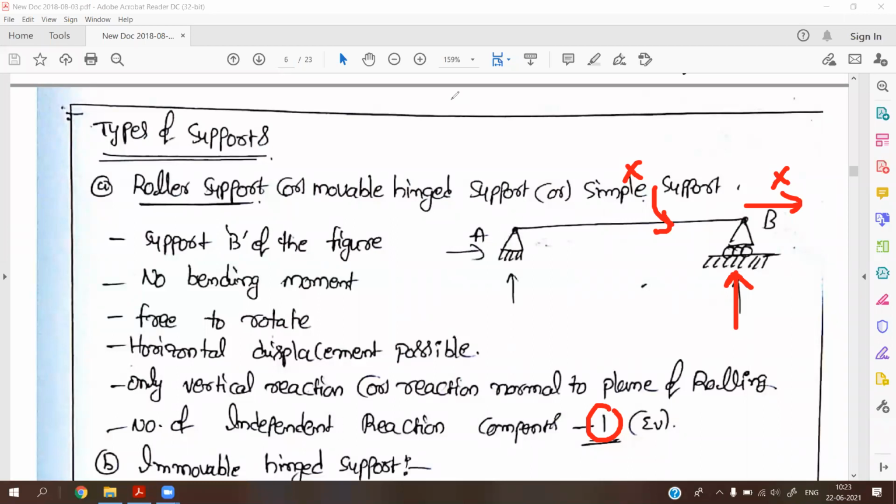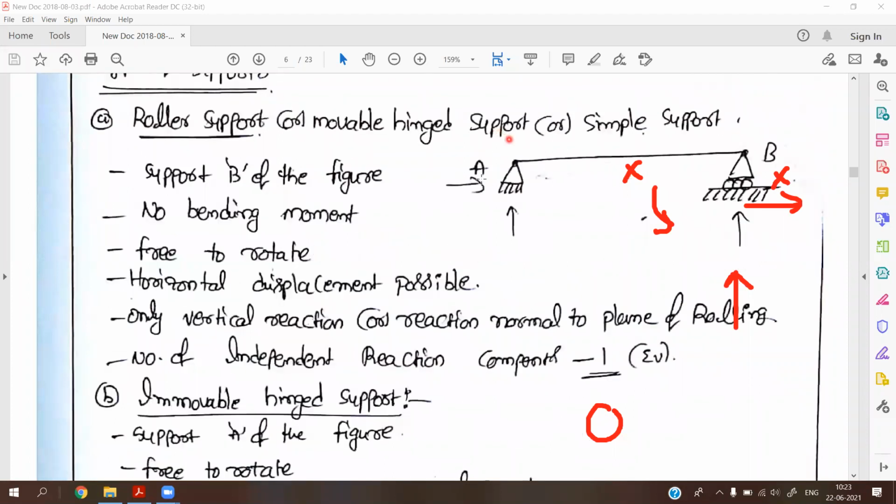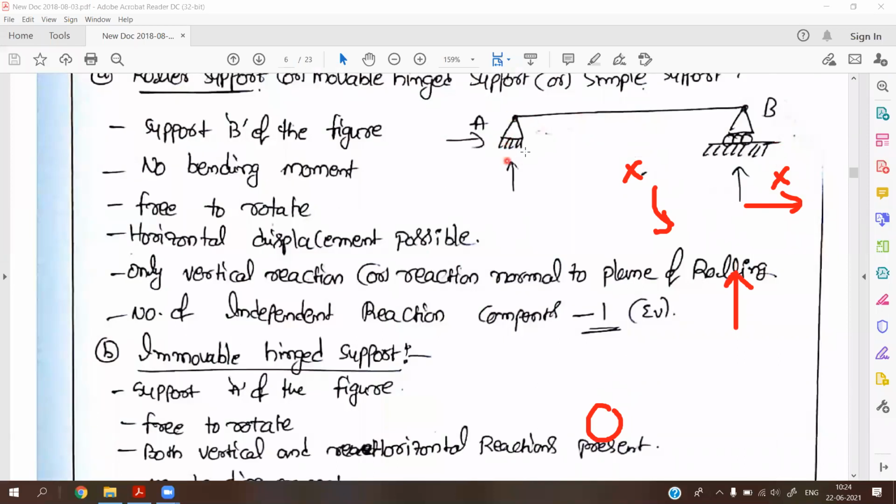Okay, so next one, the immovable hinged support. The roller support also has other names, movable hinged support or simple support. So next, the immovable hinged support. Figure A shows the immovable hinged support. The support A of this figure also freely rotates in this direction.